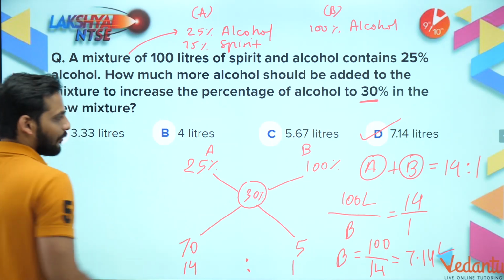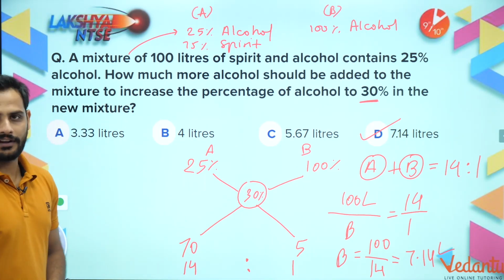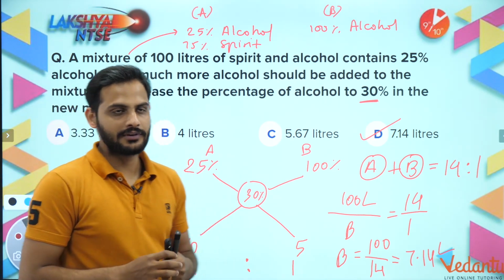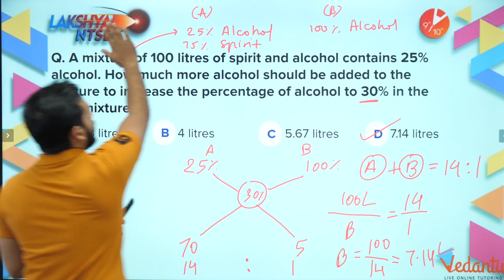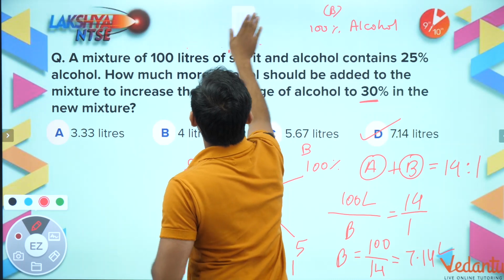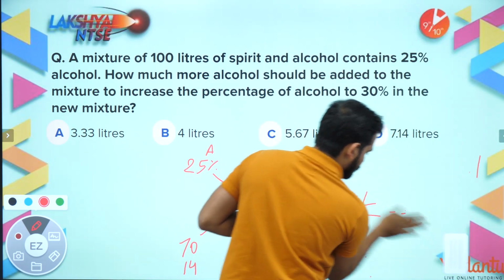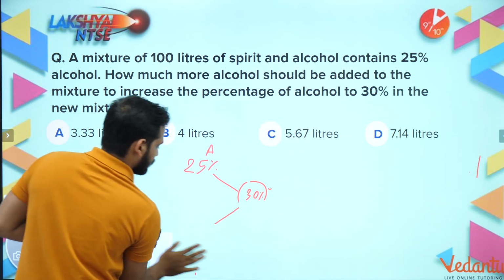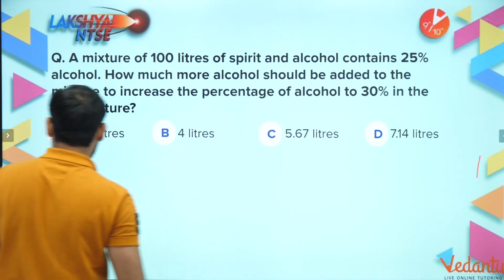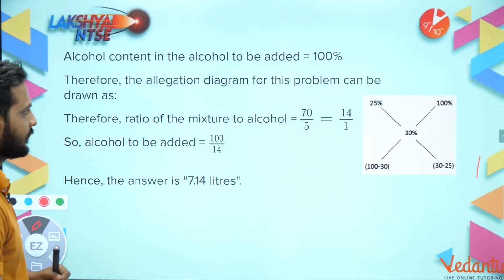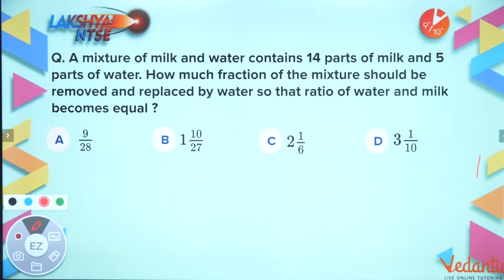So this method is very important. Always we do not use the ratio of the components, we use the fraction of the component used. Okay, let's move to the next question. So 7.14 liters is the correct answer. Same way we have done. Okay, let's move to the next part.